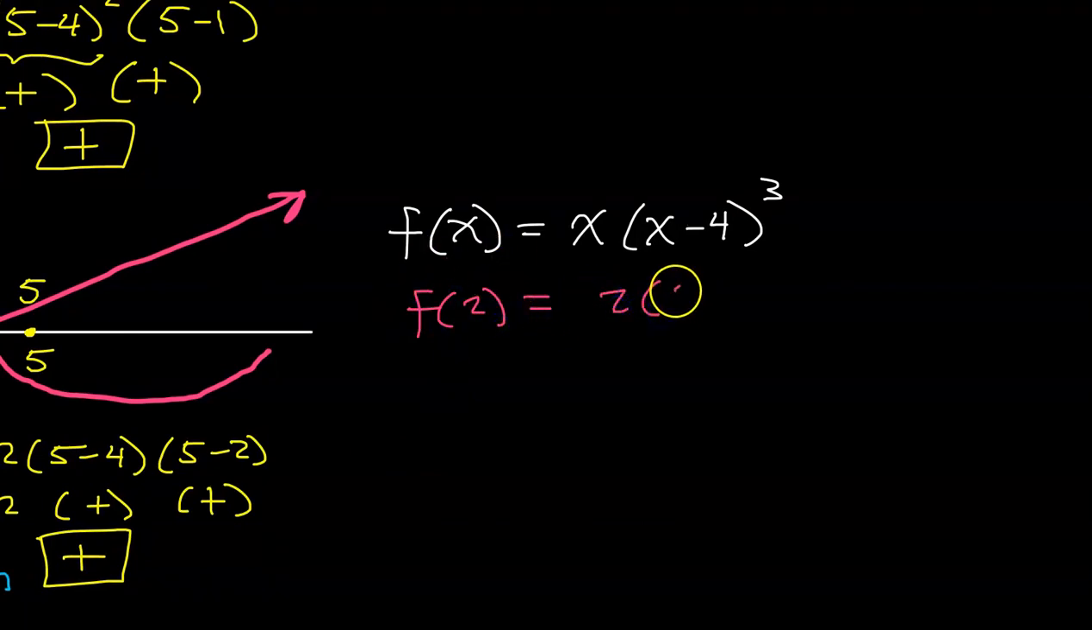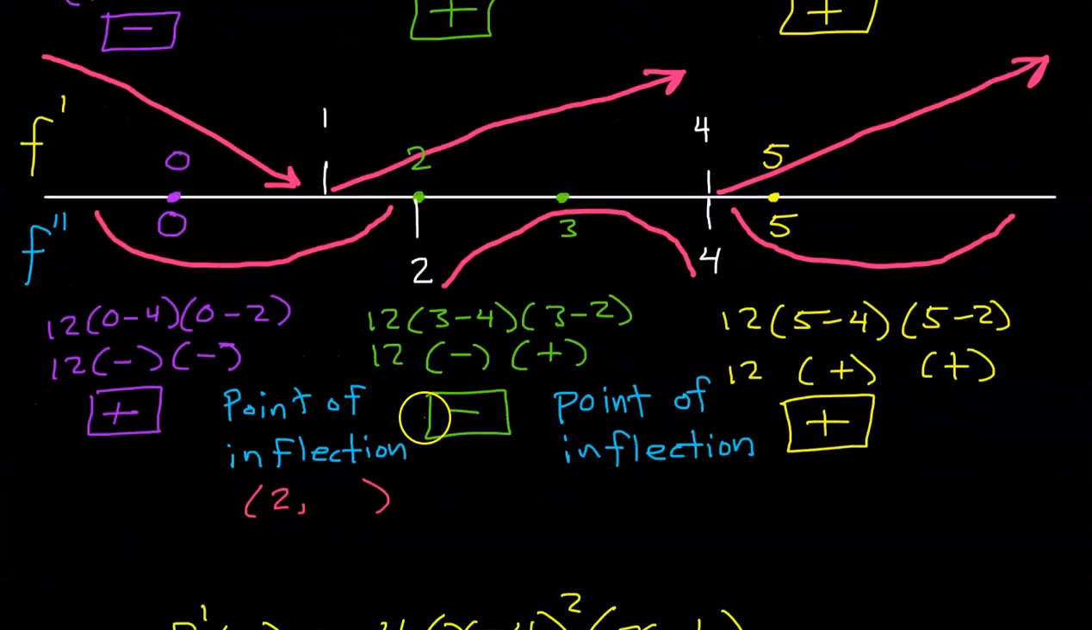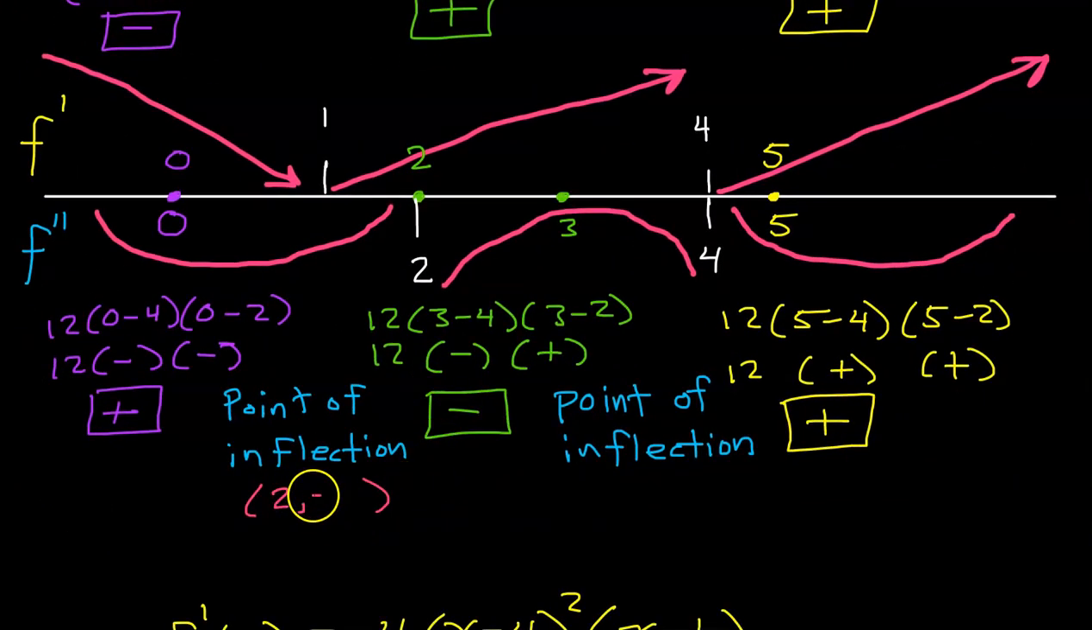So this will be 2 times (2 minus 4) to the third power. So that's going to be 2 times negative 2 to the third power. So that's going to be 2 times negative 8. So that will be negative 16. So we have a point of inflection at 2 comma negative 16.